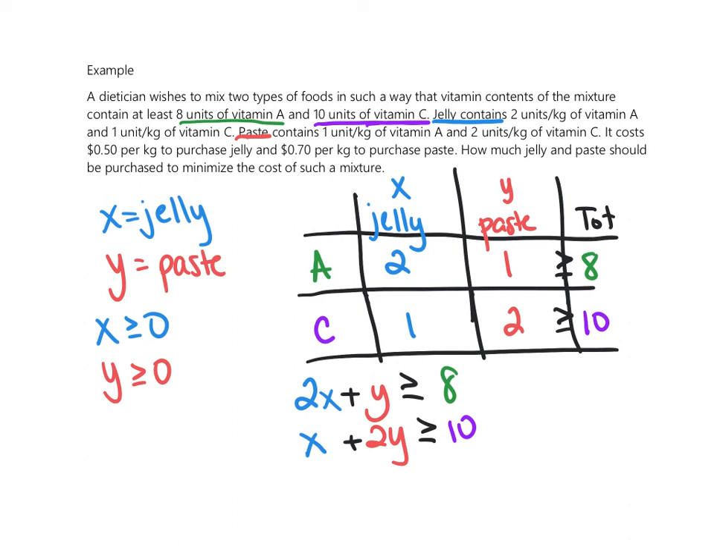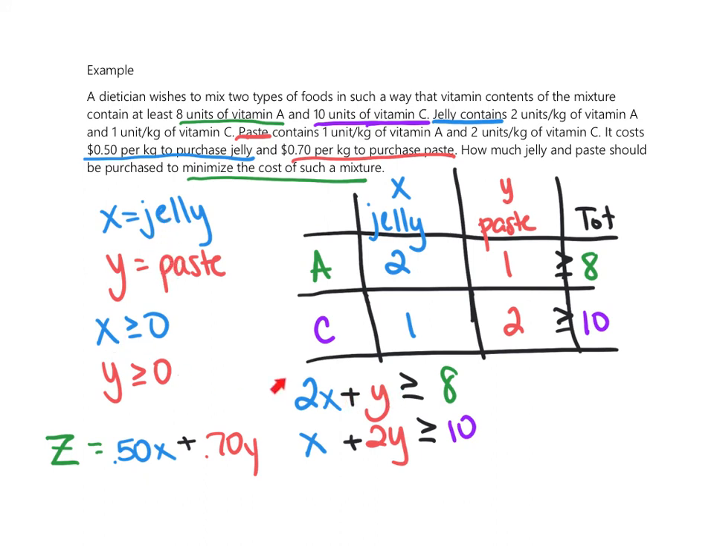And the goal here is to minimize the cost of your mixture. Well, it costs 50 cents per kilogram to purchase jelly and 70 cents per kilogram to purchase paste. I'm going to use the letter Z here. So my objective function, if I want to minimize, Z is equal to 50 cents for jelly plus 70 cents per paste. So here goes your decision variables. Here are your constraints. Here's the objective function to minimize.